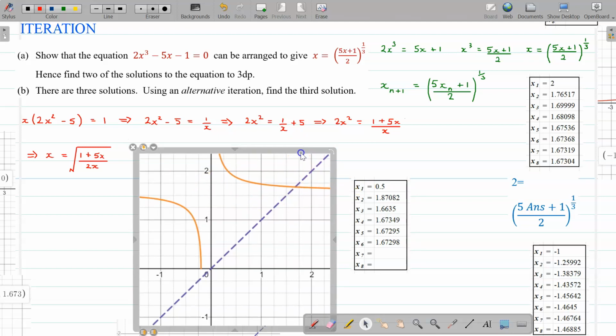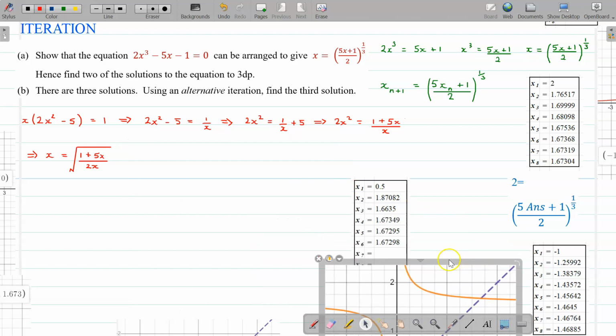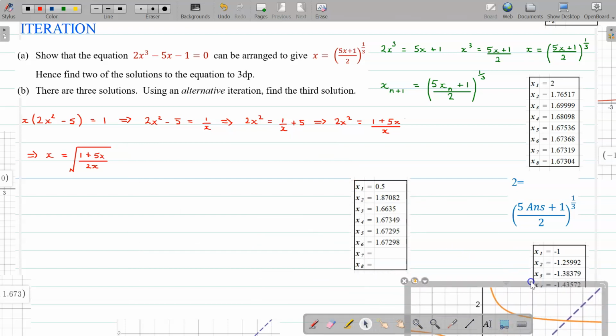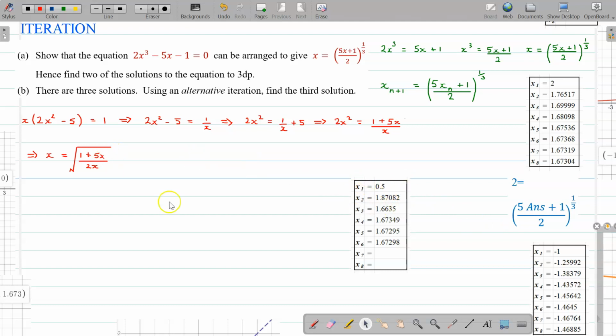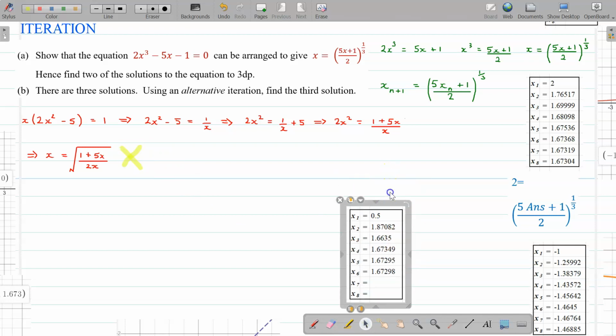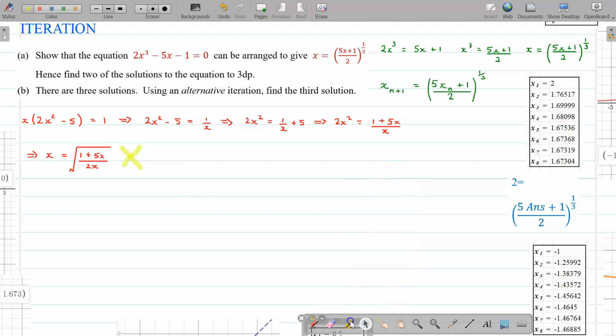They don't always work. Usually the question will steer you in the right direction, and it will give you an indication of what iteration to use. So we've explored that and found that it doesn't work. We'll just mark that with a cross to say that it doesn't work, and I'll just take these results out of the way. And we're going to try a different iteration.